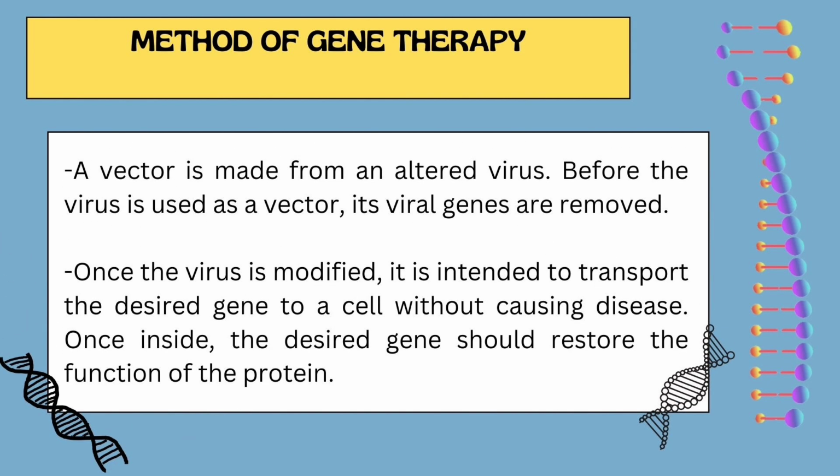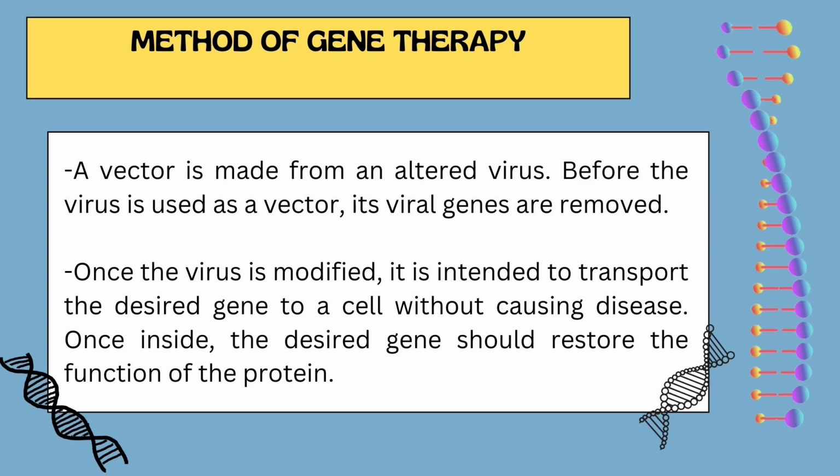A vector is made from an altered virus. Before the virus is used as a vector, its viral genes are removed. Gene therapy often utilizes viruses as vectors because of their natural ability to efficiently deliver genetic material into cells. However, the virus is modified to remove its disease-causing genes. This ensures that the vector is safe and won't cause illness. Once the virus is modified, it is intended to transport the desired gene to a cell without causing disease. Once inside, the desired gene should restore the function of the protein.